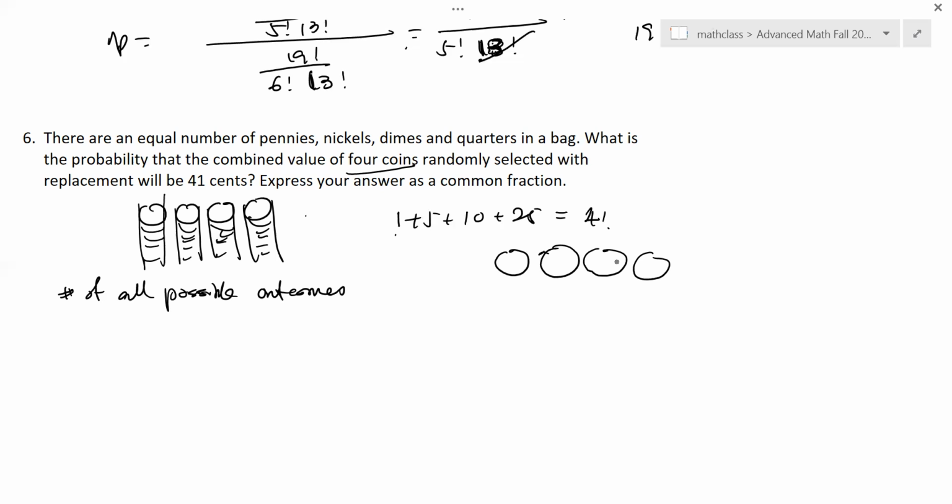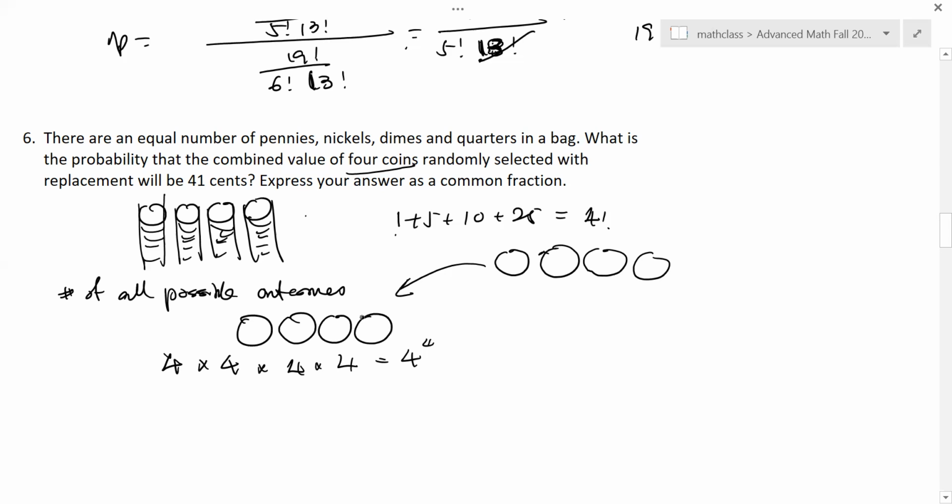You select the coin 4 times. You can even select a coin 5 times, right? So step 1, you have 4 different coins there, so there are 4 choices. Step 2, you put the coin back, so you also have 4 choices. Total is 4 to the 4th power.